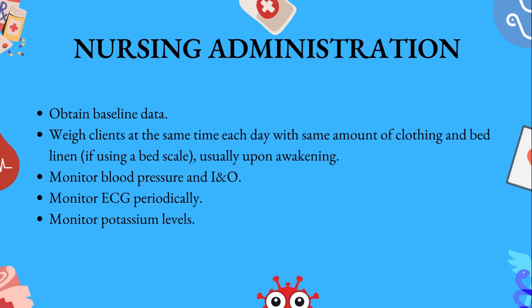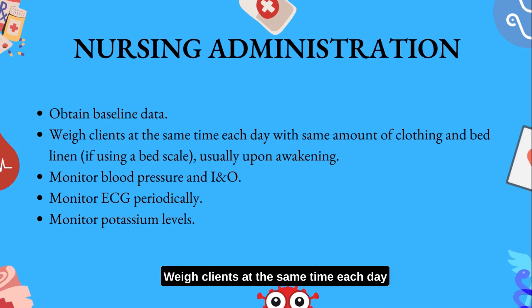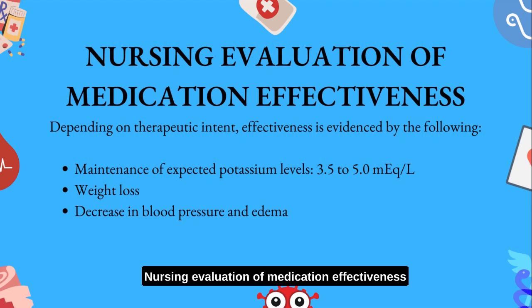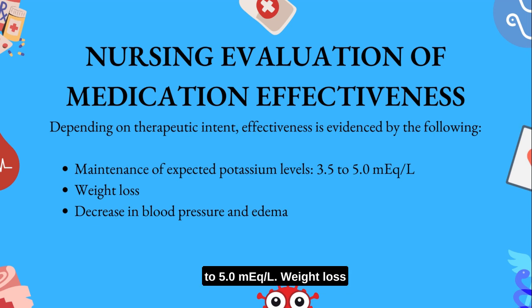Nursing administration. Obtain baseline data. Weigh clients at the same time each day with same amount of clothing and bed linen, if using a bed scale, usually upon awakening. Monitor blood pressure and I&O. Monitor ECG periodically. Monitor potassium levels. Nursing evaluation of medication effectiveness. Depending on therapeutic intent, effectiveness is evidenced by the following. Maintenance of expected potassium levels, 3.5 to 5.0 milliequivalent/L. Weight loss. Decrease in blood pressure and edema.